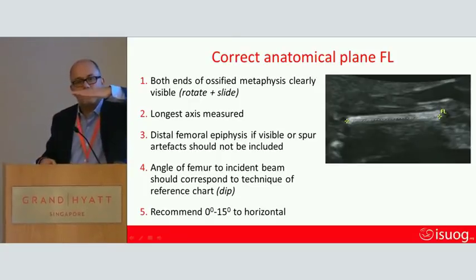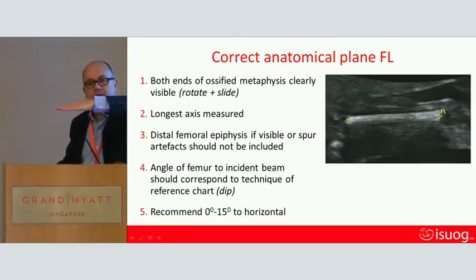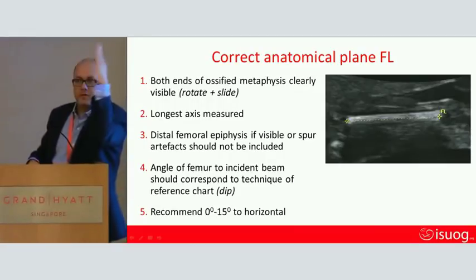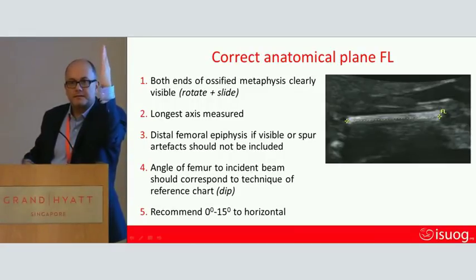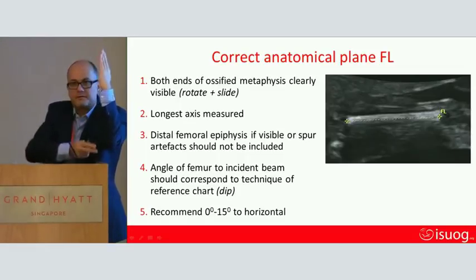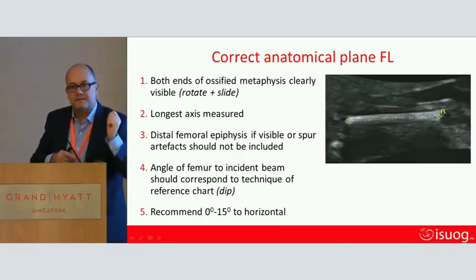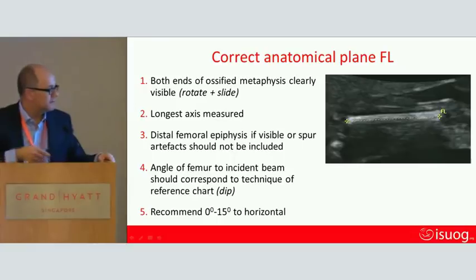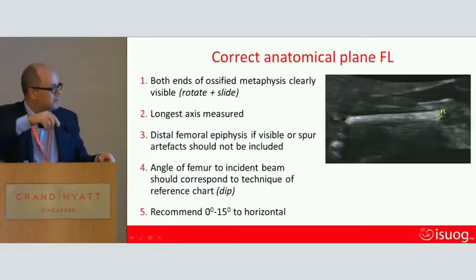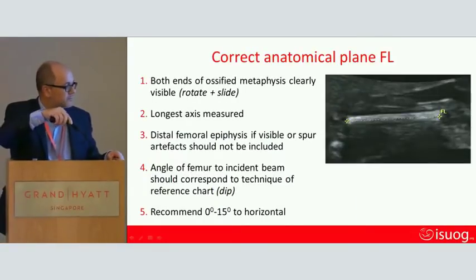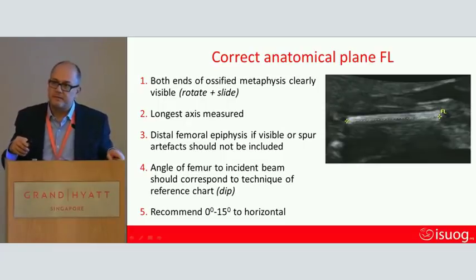And it is useful to have the femur roughly horizontal to the ultrasound beam. A little bit tilted like that is okay, but don't allow the femur to be upright, because the shadow from your ultrasound will hide the femur. So we usually recommend that the measurement should be within about 15% of the horizontal.